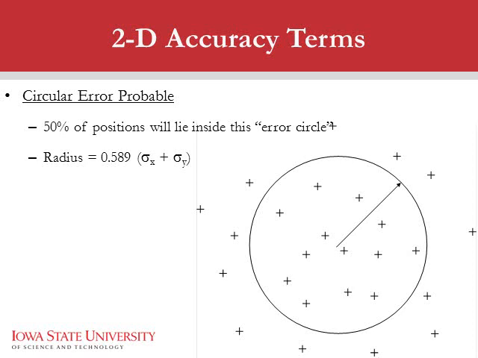The circular error probability, or CEP, gives us essentially a 50% probability rather than the 68% talked about previously. This is calculated as 0.589 times the standard deviation x plus standard deviation y. This is really not used very often, but is occasionally seen on GPS specifications.